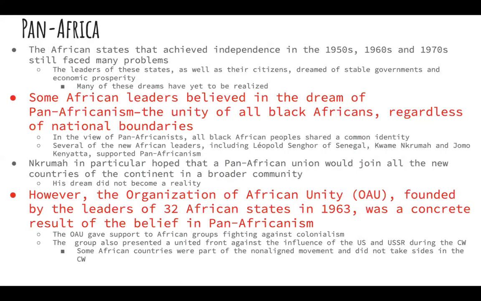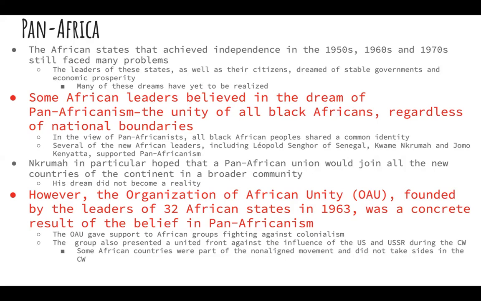All right, Pan Africa. So the African states that achieved independence in the 50s, 60s, and 70s still face many problems. The leaders of these states, as well as their citizens, dreamed of stable governments and economic prosperity. Many of these dreams have yet to be realized. Some African leaders believed in the dream of Pan-Africanism, the unity of all black Africans regardless of national boundaries. In the view of Pan-Africanists, all black Africans shared a common identity. Several of the new African leaders, including Leopold Senghor of Senegal, Kwame Nkrumah, and Jomo Kenyatta, supported Pan-Africanism.